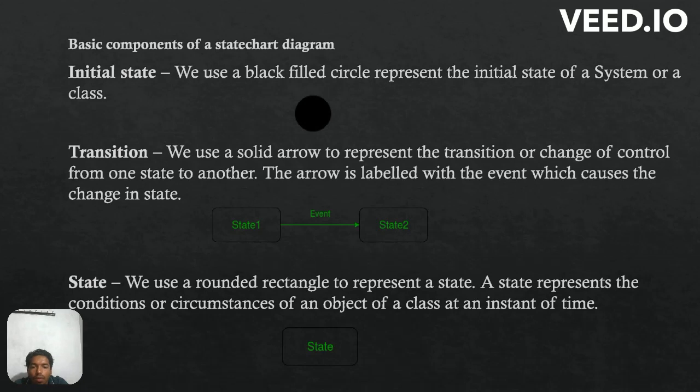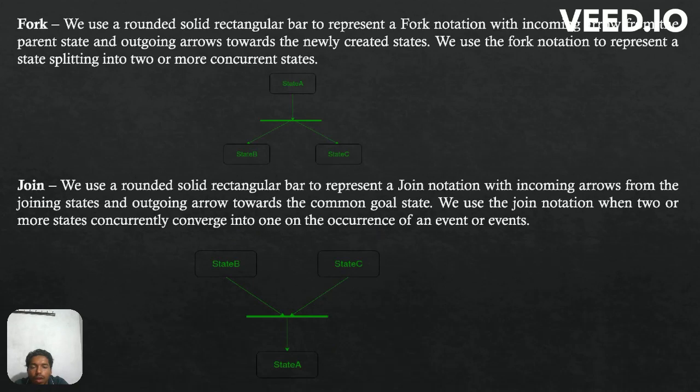State. We use a rounded rectangle to represent a state. A state represents the condition or circumstance of an object of a class at an instant of time. Fork. We use a rounded solid rectangular bar to represent a fork notation, with the incoming arrow from the parent state and outgoing arrows towards the newly created states.